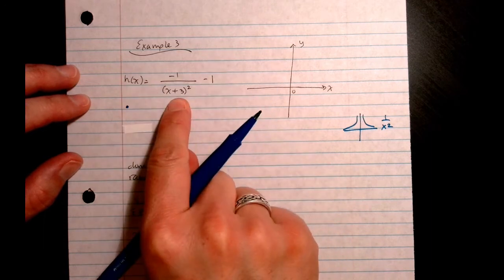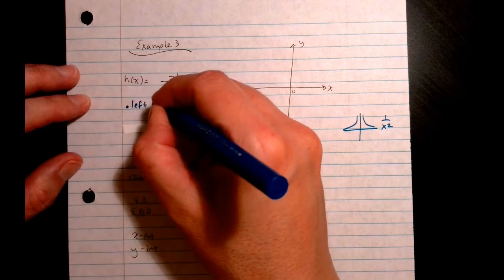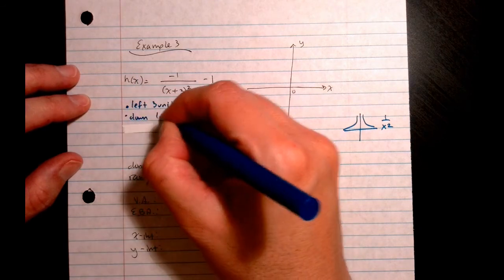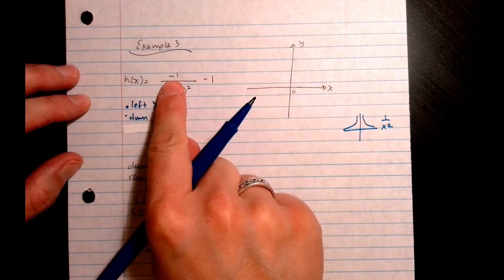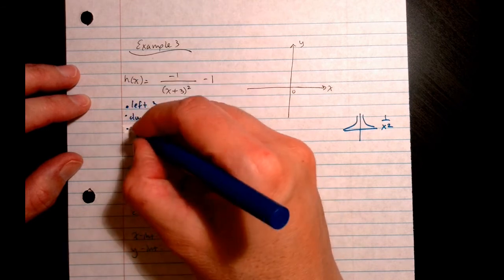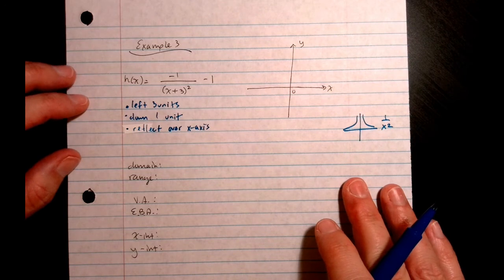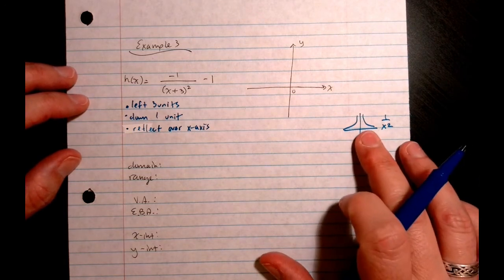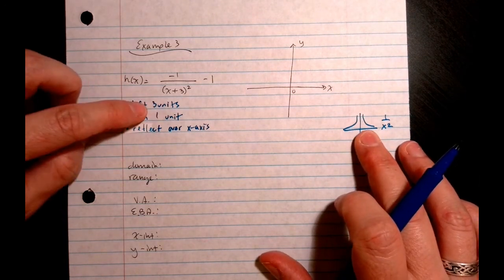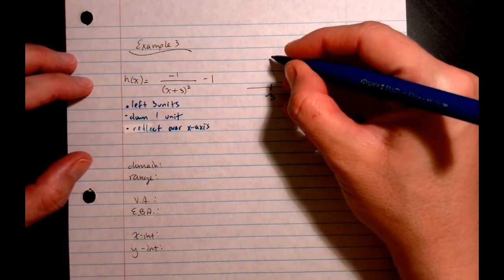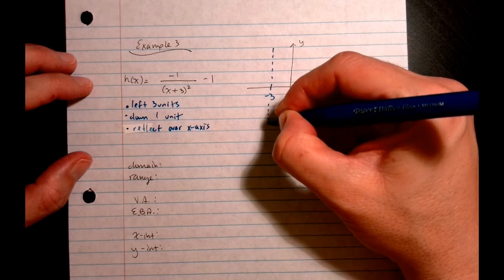I'm going to go left 3 units. I'm going to go down 1 unit. And I'm going to reflect over the x-axis. Okay, so let's think about this. This is what our parent function looks like, right? If I move to the left 3, I am now moving the vertical asymptote. So my vertical asymptote is now at -3.